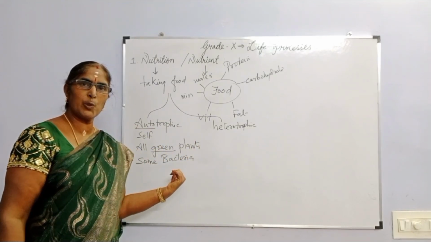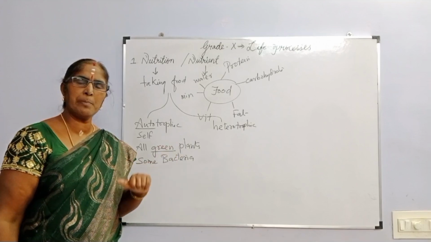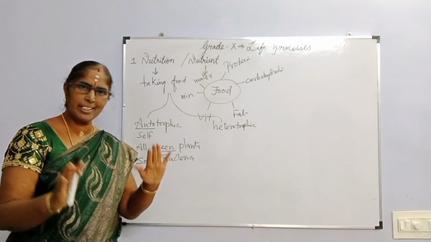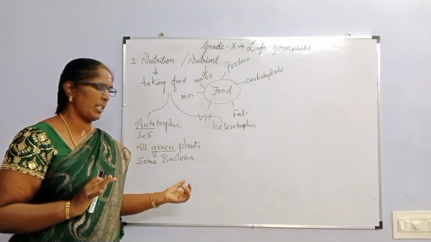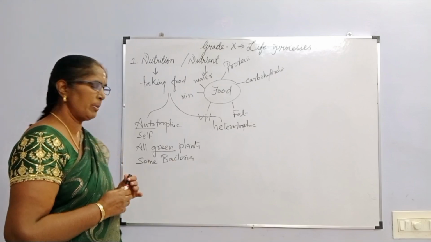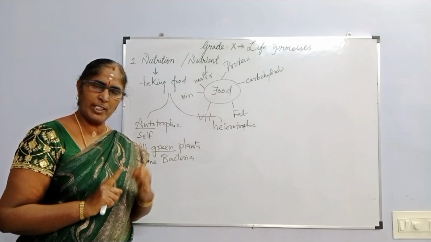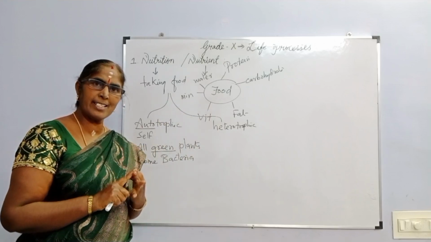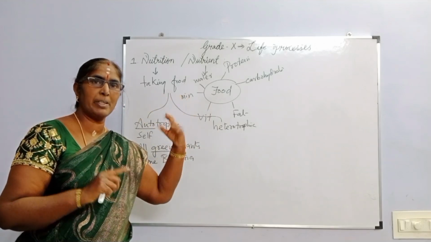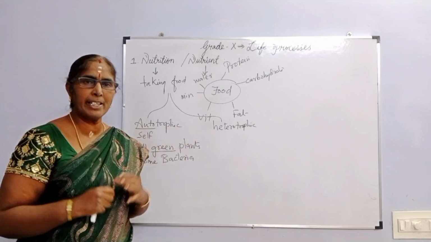Some bacteria are also given. How the bacteria can prepare their own food material is not given in your book, but you should know about it. Bacteria also have water available, carbon dioxide also in the atmosphere. But sunlight is necessary, no? Sunlight is available, but there is no chlorophyll. How will it get the energy?